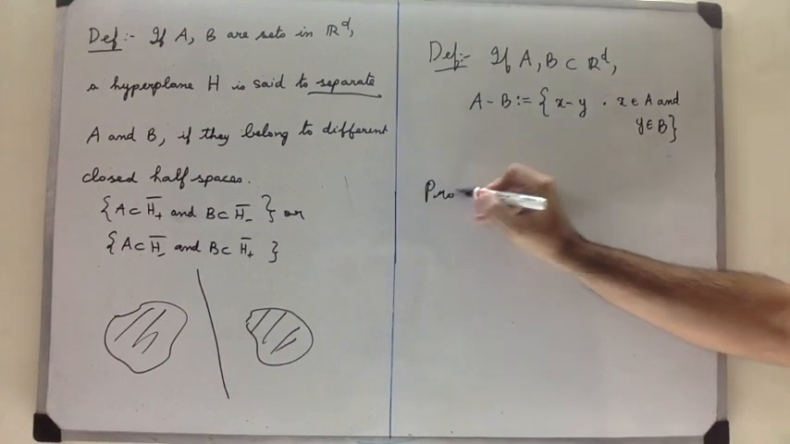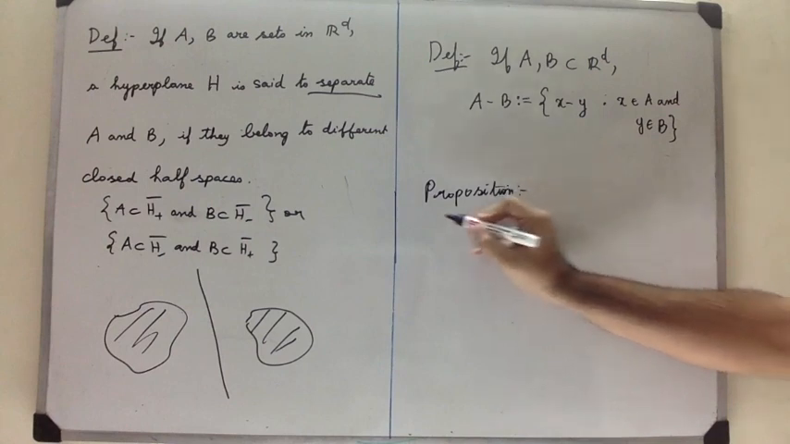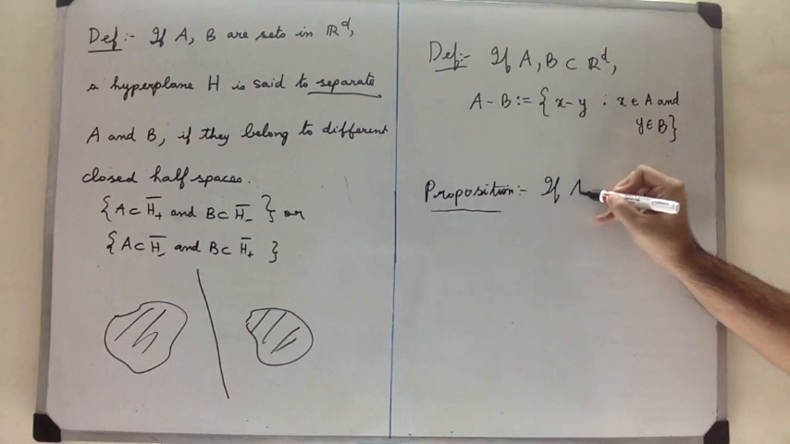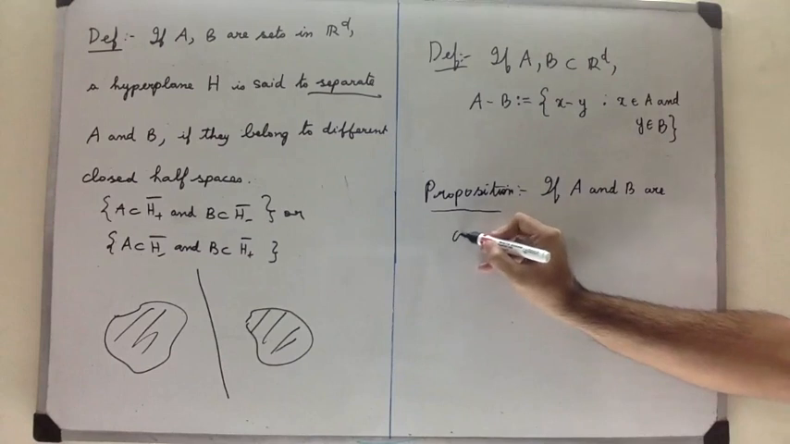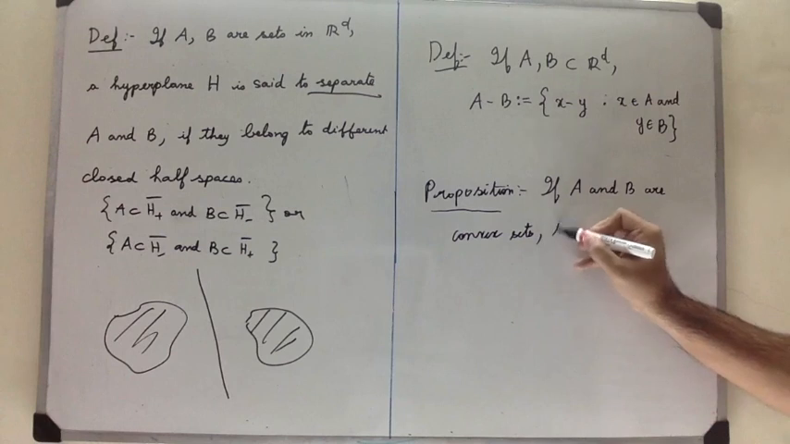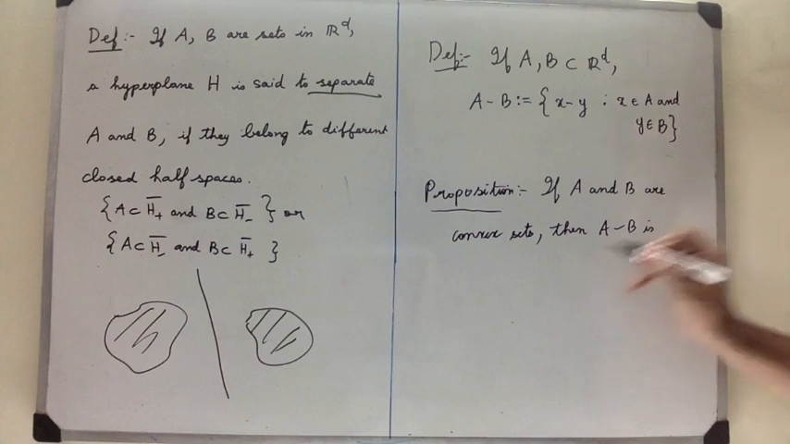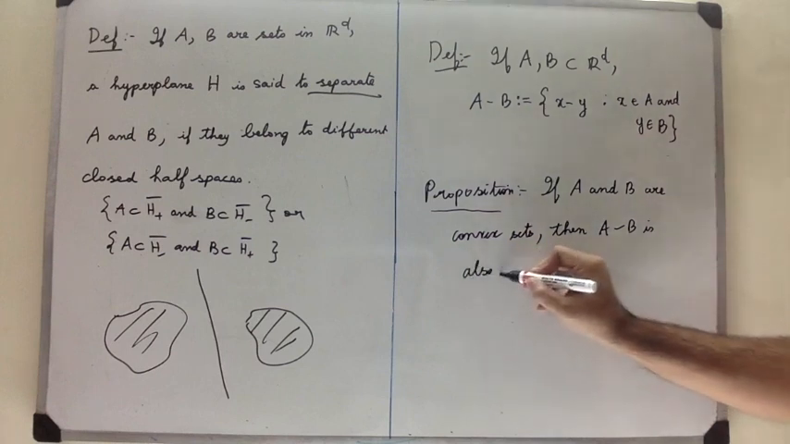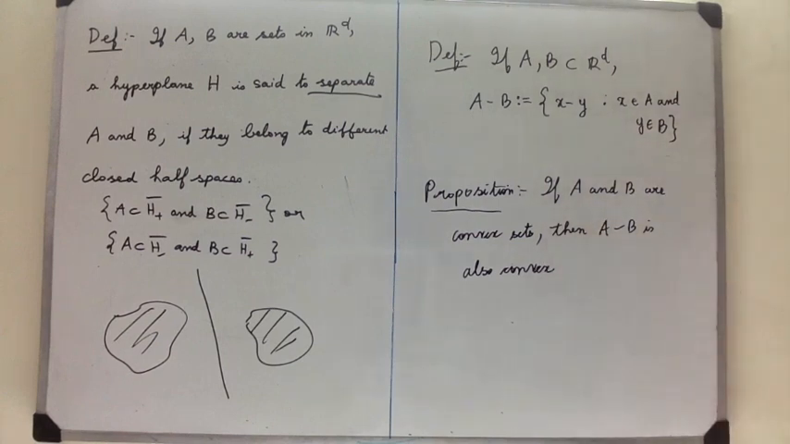Associated with this, we have this proposition. If A and B are convex sets, then A minus B is also convex. The proof is very simple. We'll prove this result when we introduce operations that preserve convexity.